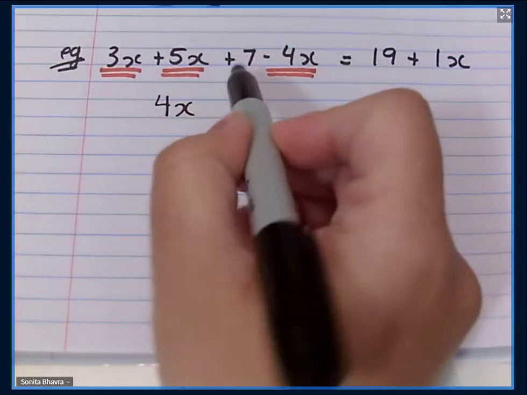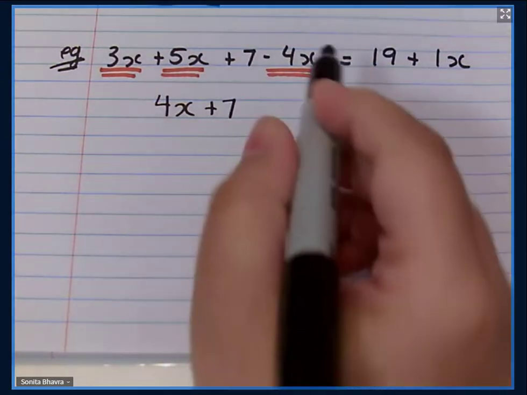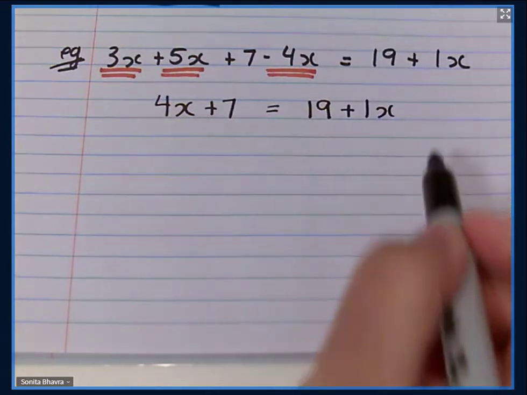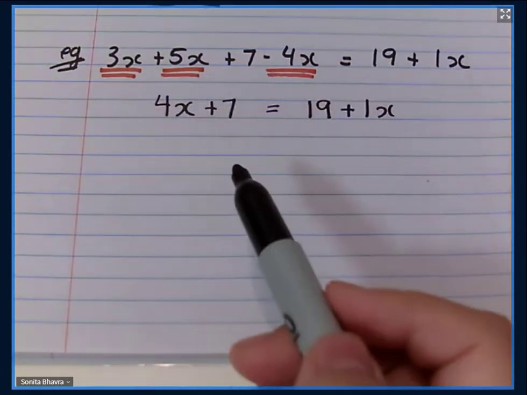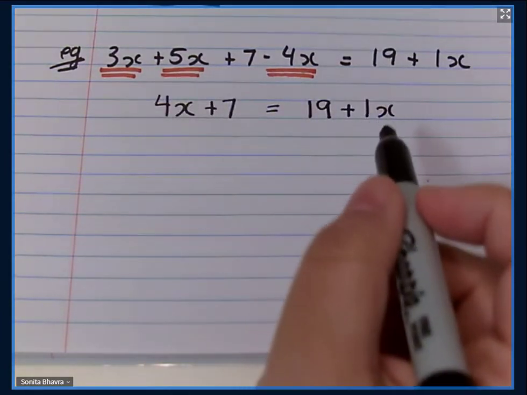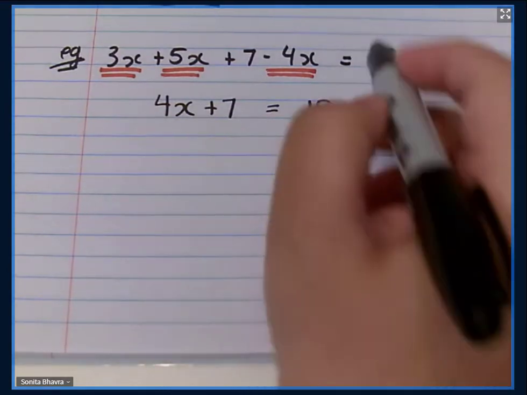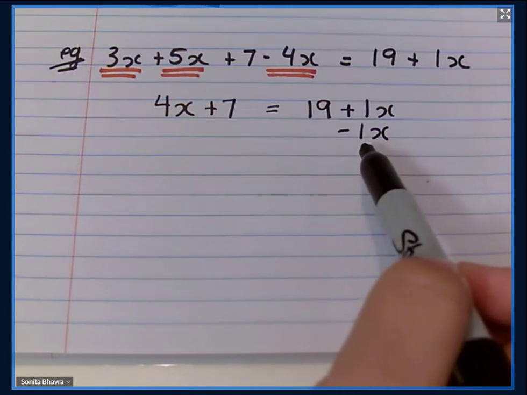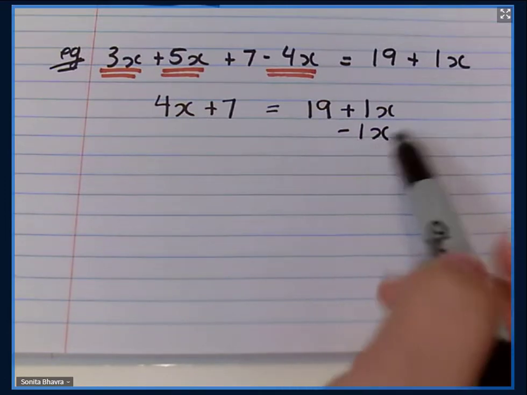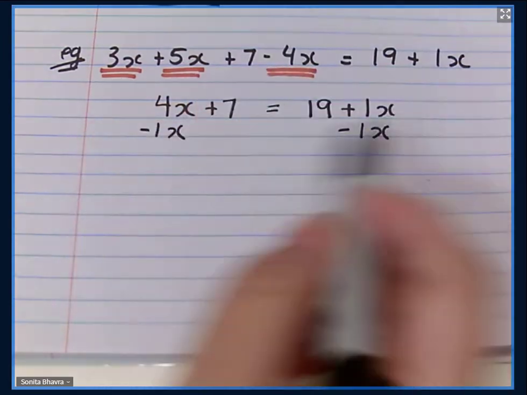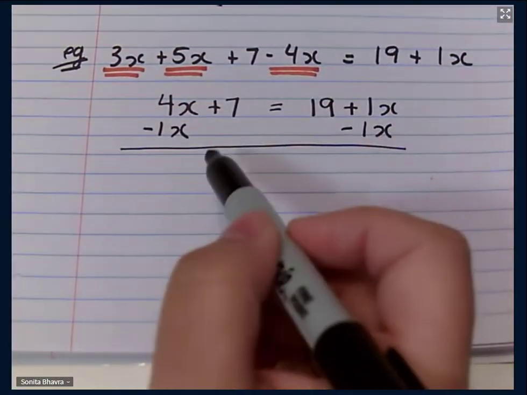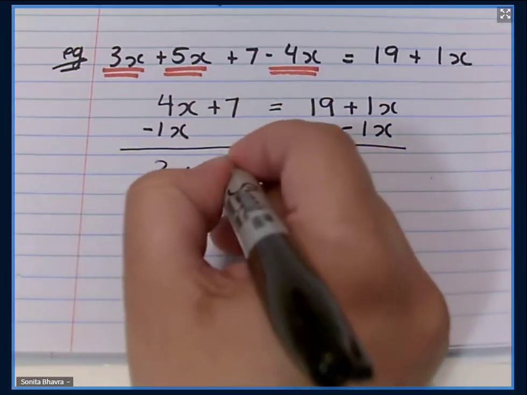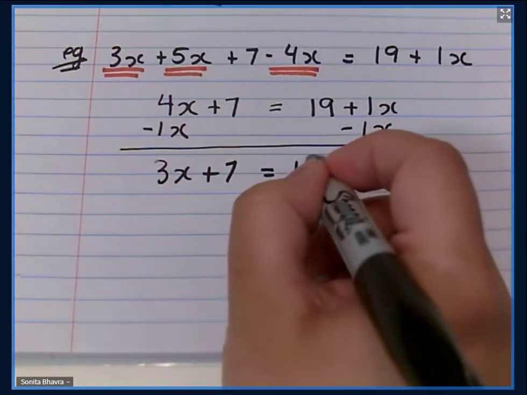And then we still have the plus 7, just bring that down. And on our right-hand side, we have 19 plus 1x. So starting to look similar to our previous example. So now we want to bring our x's together on the left-hand side. So we're bringing this over, so we have to do the opposite operation. So subtract 1x and subtract 1x. Now on the left-hand side, we have 3x plus 7 is equal to 19.